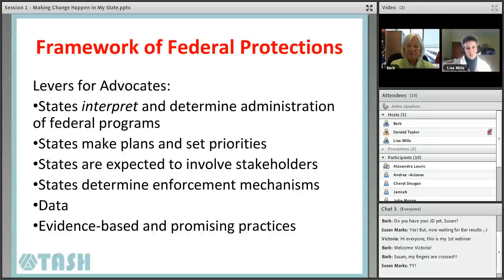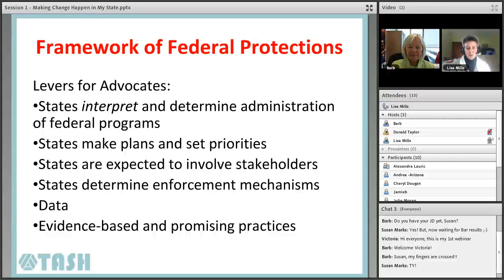And so a lot of the spirit and intent of the federal laws and regulations only happen in states if state level advocacy is done. So states are able to interpret what is expected. They have a lot of flexibility on how they implement community services. They are expected to involve stakeholders, but not all of them do a good job with that. Not all of them really want to hear what stakeholders have to say. So you have to be tough advocates if you have a state that's not listening.